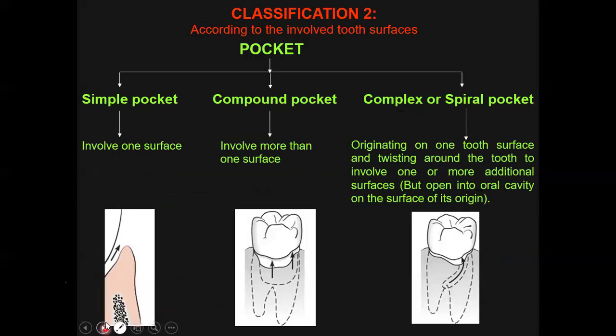Pocket is also classified as simple pocket, which involves only one surface, compound pocket, which involves more than one surface, or complex or spiral pocket, which originates on one surface of the tooth. It twists around the tooth, involving one or more surfaces, and opens into the oral cavity on the surface of origin. So this is known as complex or the spiral pocket.